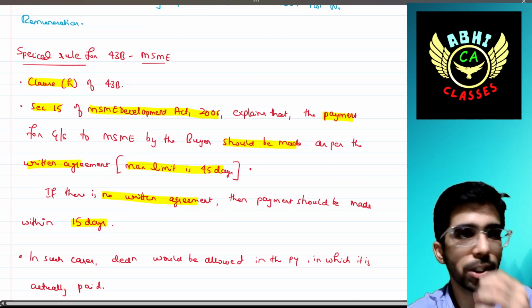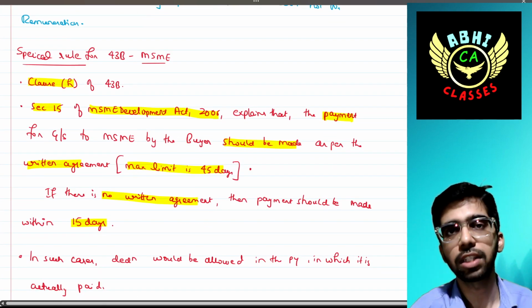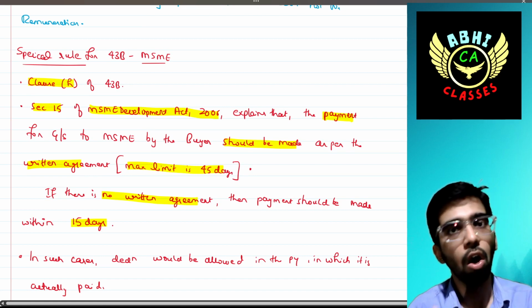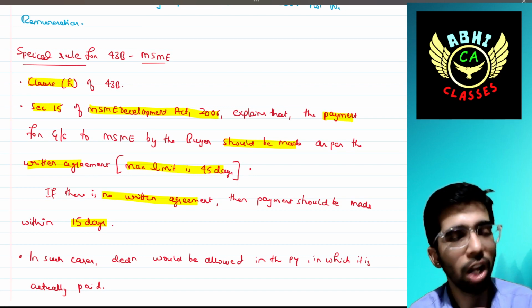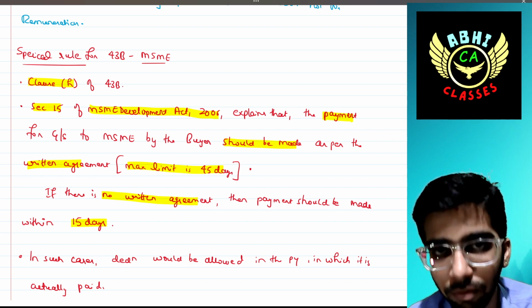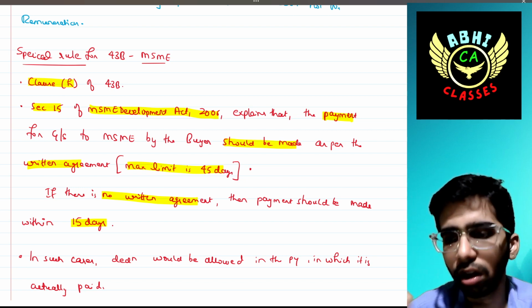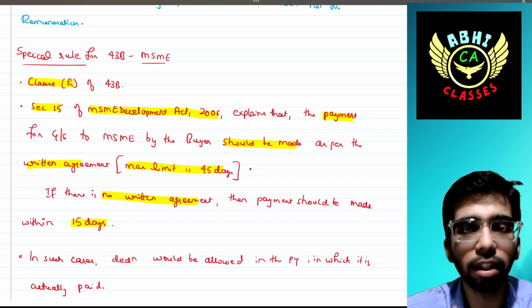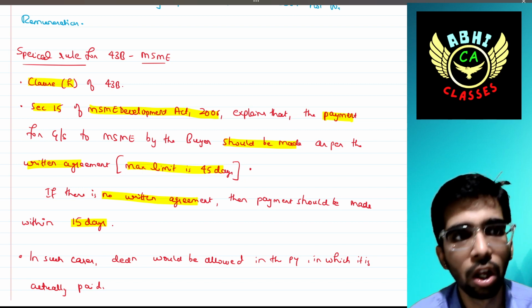Next, the special rule for 43B. 43B says that if expenses are paid on or before the due date of filing the income tax return, that is allowed. Or in a subsequent year, when it is paid, then in that year it will be allowed.